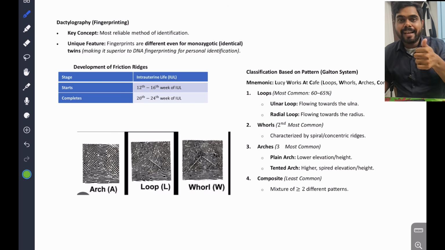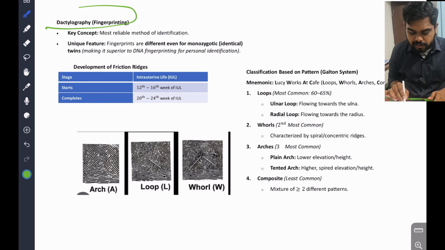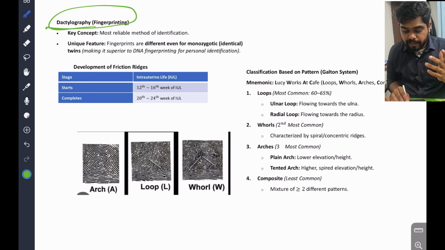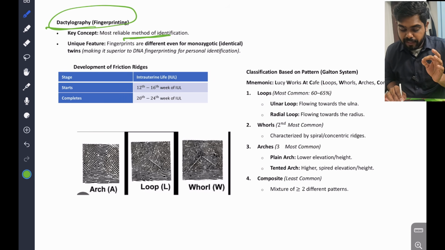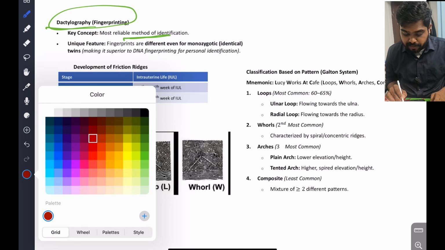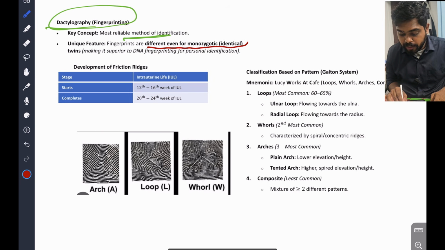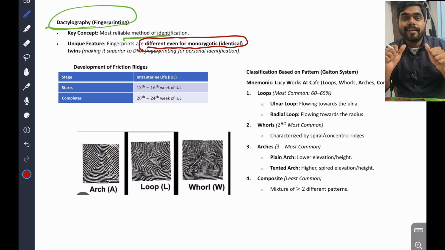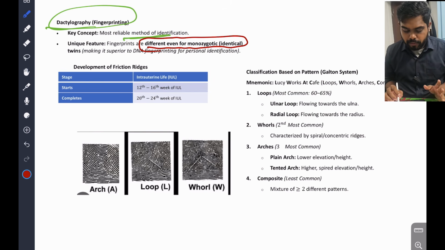Thumb impression, dactylography, fingerprinting. This is very important. The most reliable method of identification is fingerprinting. The unique feature is that fingerprints are different even for monozygotic, identical twins. For identical twins, many identification marks are similar, but fingerprints are different. So that is important.